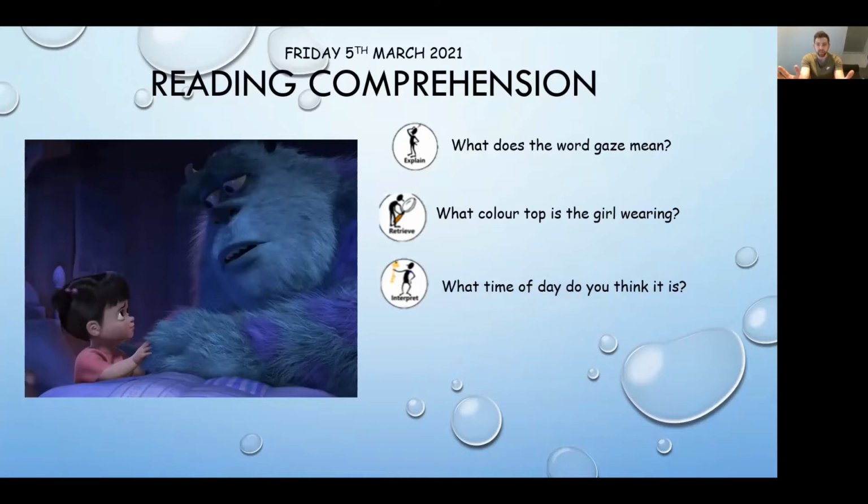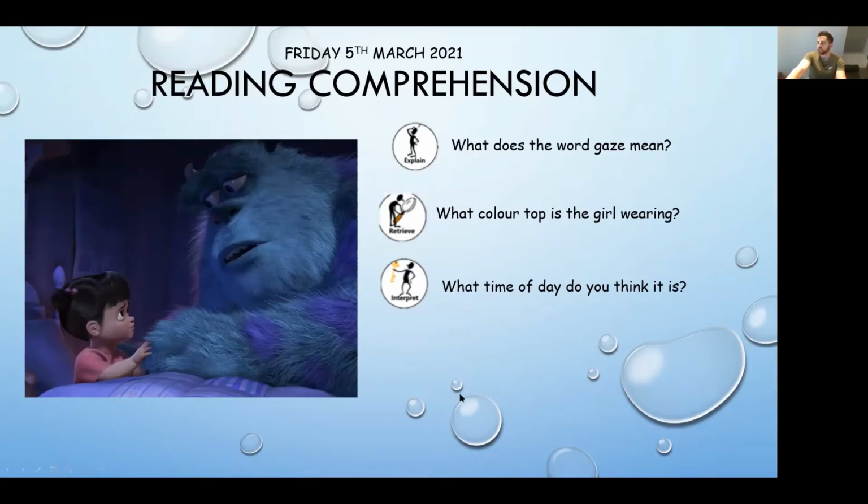So it doesn't tell us what time of day it is, but we can use our inference skills, interpret, to use the clues to work it out. So we can see that the character Boo is in bed, which makes me think that it's either sometime in the morning or late at night. Because usually, unless you enjoy a nap during the day, which I'll admit I do, you're usually in bed in the morning or the evening. Okay, but I can see that there's not really any sunlight. It's quite dark, so I think we can infer that the time of day is nighttime. Okay, it's bedtime, nighttime, late in the evening.